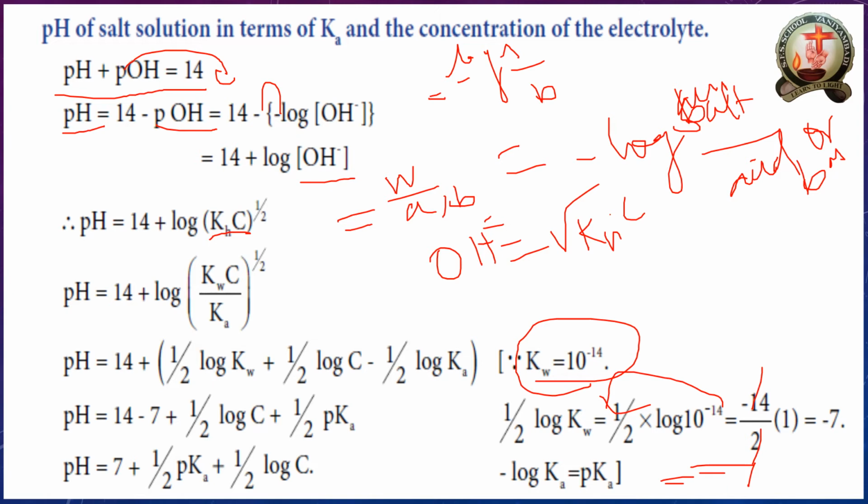I am going to substitute all this into the equation. See, 14 minus, what is the value of log Kw? 7. This value is 7. Then for the remaining concentration, instead of this I can write Ka. Then 7 plus pKa plus log C. This is the final equation for calculation of pH, the pH calculation for the salt of a strong base with a weak acid.